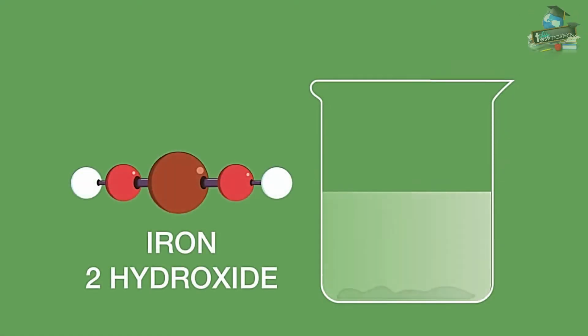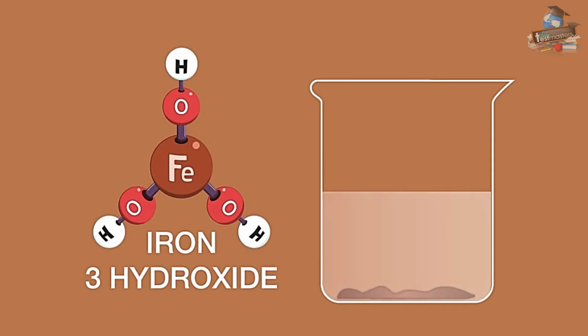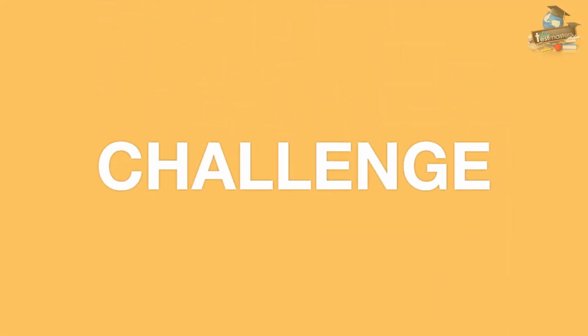Iron 2 hydroxide is a green precipitate, which slowly becomes reddish-brown upon standing. Iron 3 hydroxide is a reddish-brown precipitate. Zinc hydroxide is white.